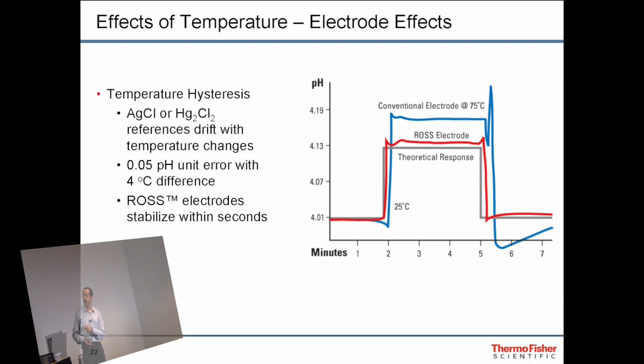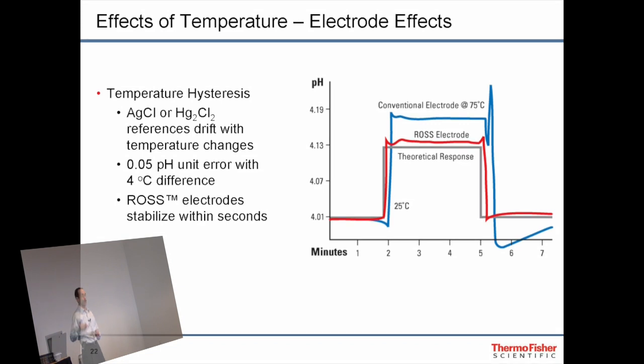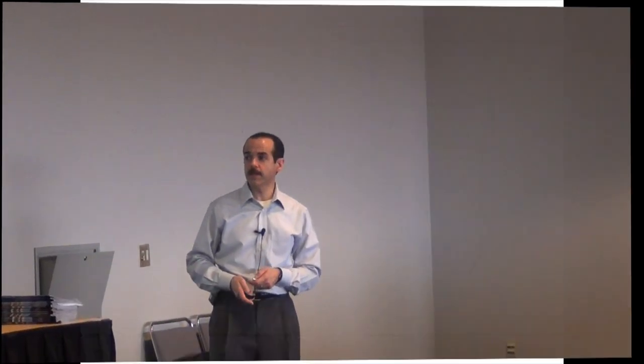The blue line is showing you a silver-based electrode that kind of overshoots the right pH, and then takes minutes. You know, after about 5 minutes, it's coming back down. The red line is showing you a Ross electrode and how quickly that stabilizes. So again, if you're at different temperatures, kind of going back and forth, a Ross electrode takes into account the impact that temperature has on the electrode very, very well. It stabilizes very quickly.